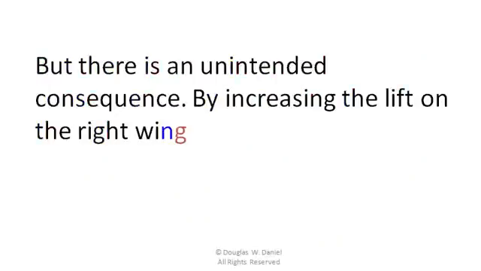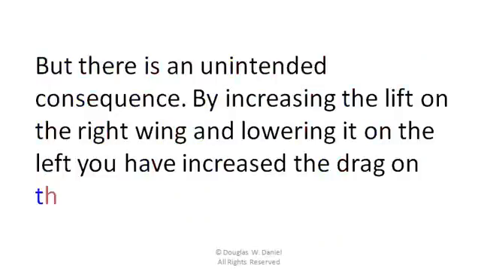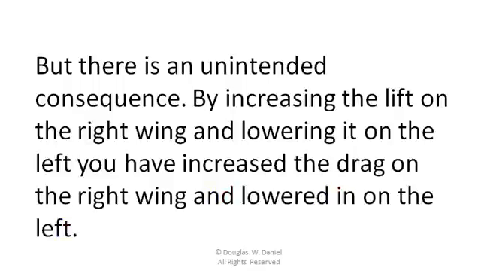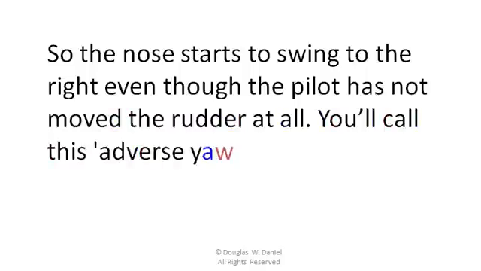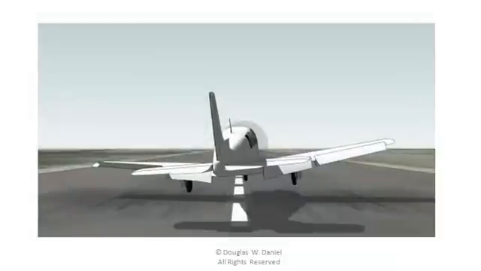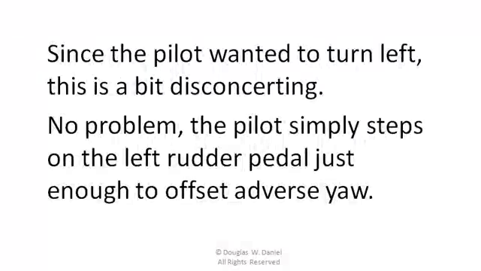But there is an unintended consequence. By increasing the lift on the right wing and lowering it on the left, you have increased the drag on the right wing and lowered it on the left. So the nose starts to swing to the right even though the pilot has not moved the rudder at all. You'll call this adverse yaw. And you can see in this picture that the nose is yawing to the right even though there is a slight beginning of a roll to the left.